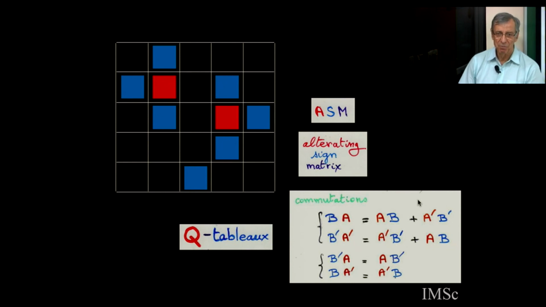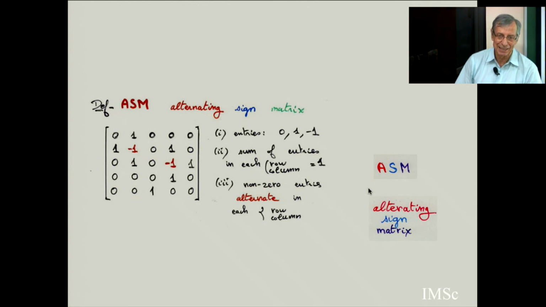In fact, there was a big problem for combinatorists. Alternating sign matrices were defined this way. Instead of alternating blue and red, it's a matrix with entries 0, 1, and -1. The sum in each column and each row is equal to 1. And the non-zero entries, 1 and -1, alternate in each row and alternate in each column.